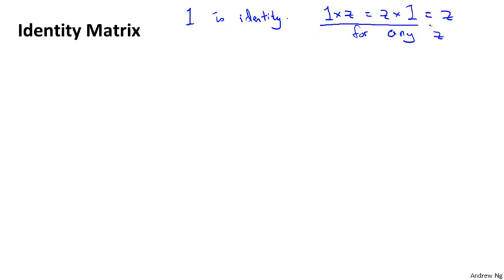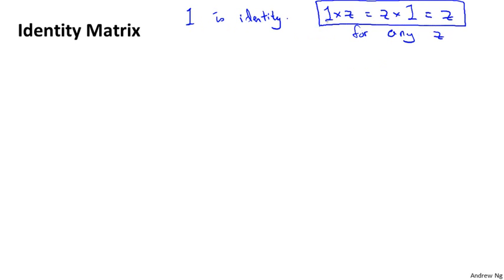Finally, I want to tell you about the identity matrix, which is a special matrix. So let's again make the analogy to what we know of real numbers. When dealing with real numbers, or scalar numbers, the number 1 is the identity of multiplication. What I mean by that is that for any number z, 1 times z is equal to z times 1, and that's just equal to z, for any real number z. So 1 is the identity operation and satisfies this equation.